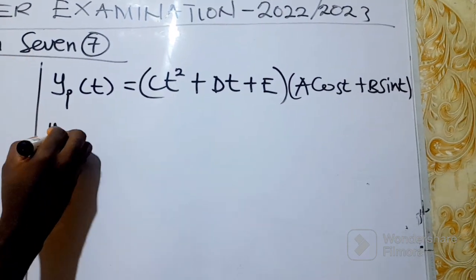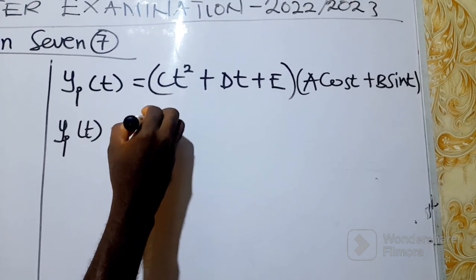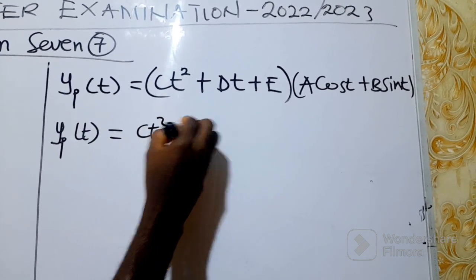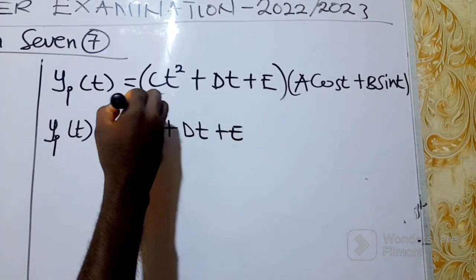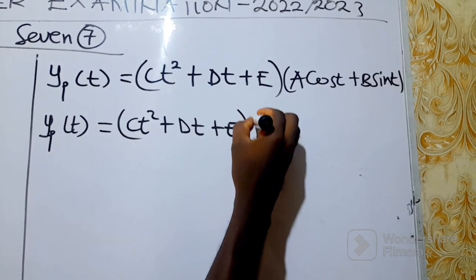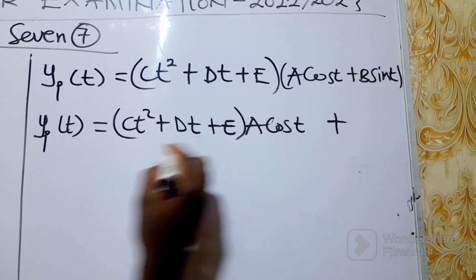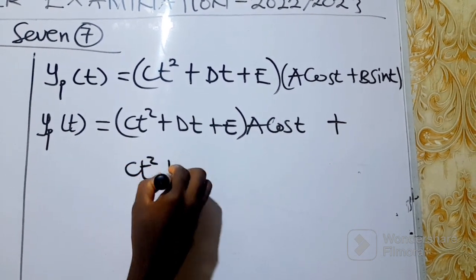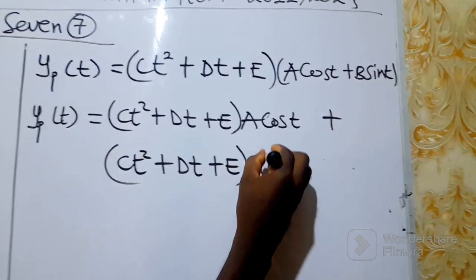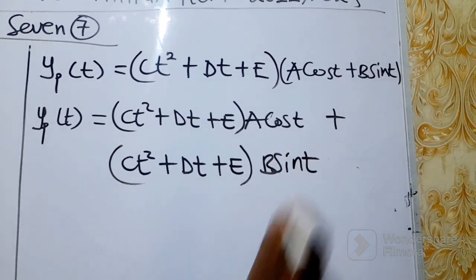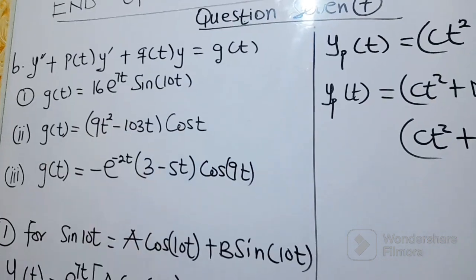So we can still expand this and write (c t squared plus d t plus e) a cos t, then plus (c t squared plus d t plus e) b sine t. Then this becomes the general form for this.